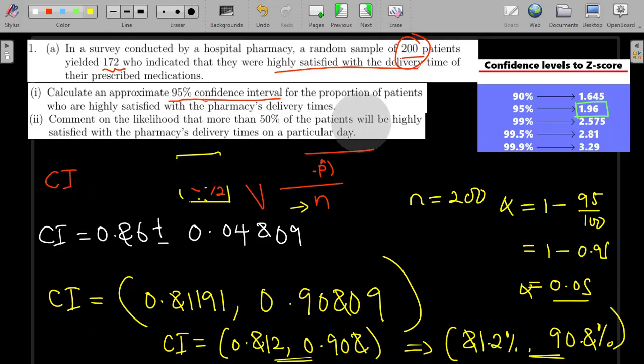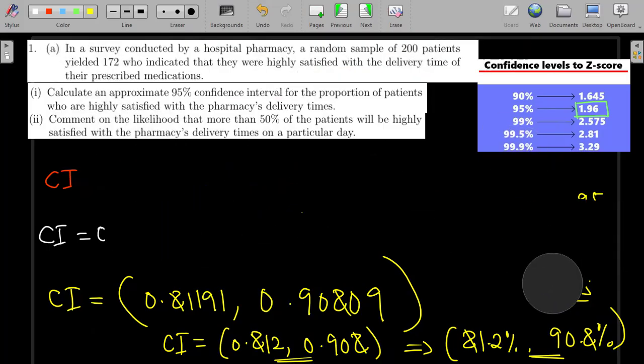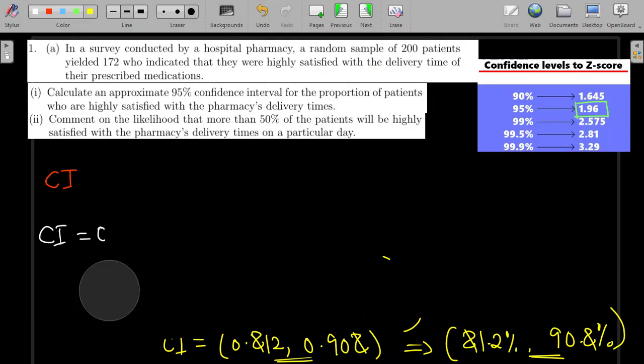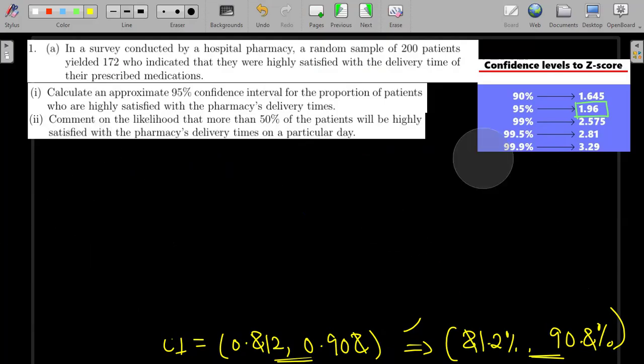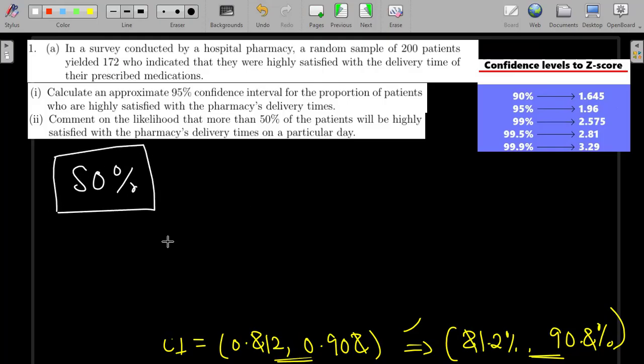And then part B, what are they saying? Part B, they're saying comment on the likelihood that more than 50% of the patients will be highly satisfied with the pharmacist's delivery at times on a particular day. Okay, so 50%, I'm comparing it with this interval here. No wonder I was even putting it in percentages. So you see that in this interval, I do not have a 50%.